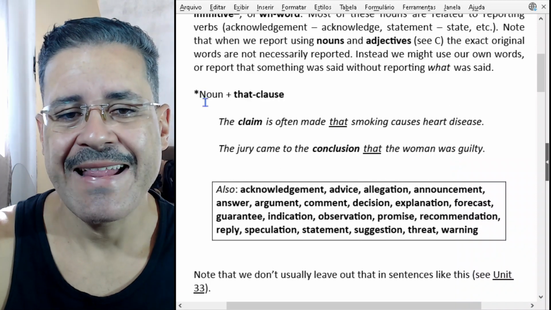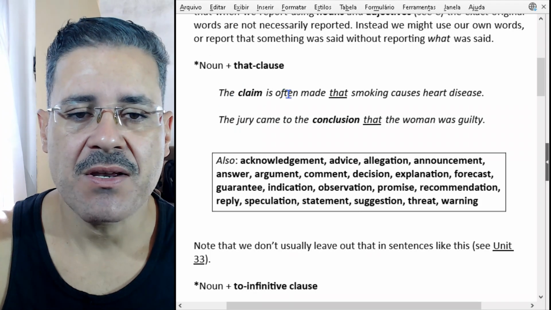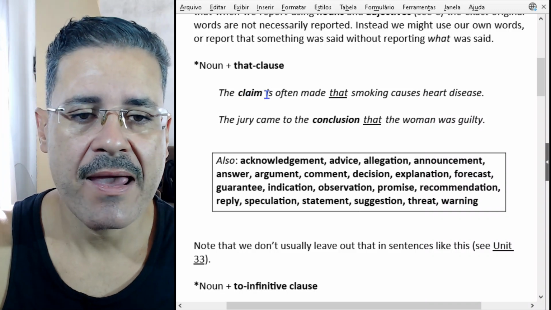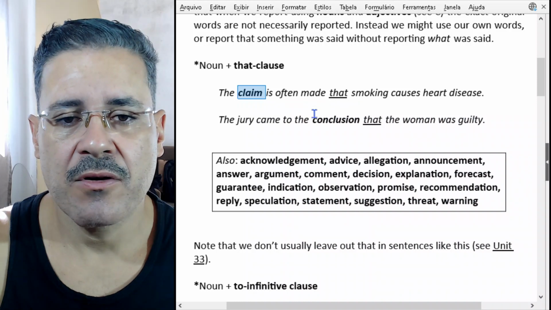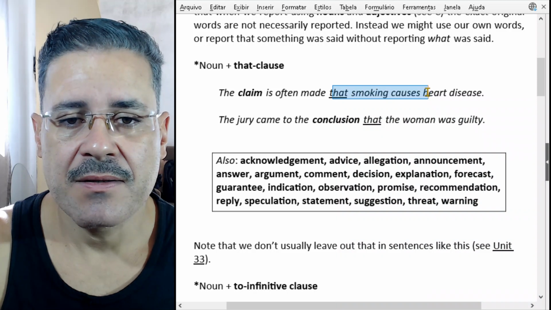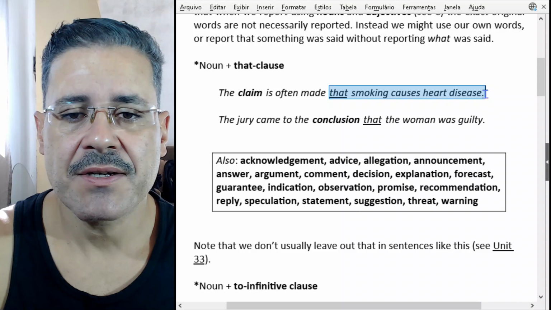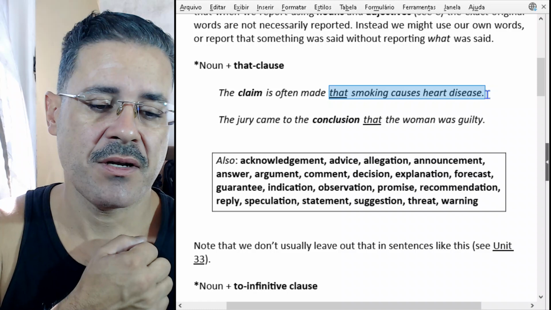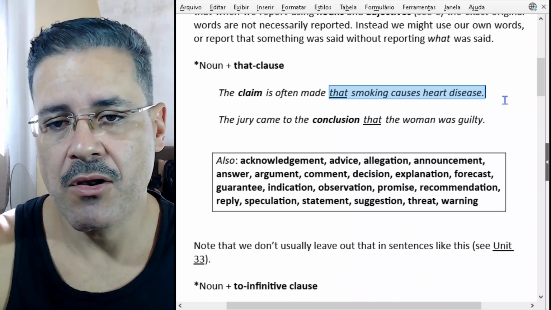So we've got noun plus that clause. For example, the claim is often made that smoking causes heart disease. So the claim is the noun, and then we've got the that clause. The claim is often made that what? The claim is often made that smoking causes heart disease. So we've got the noun and then that clause.